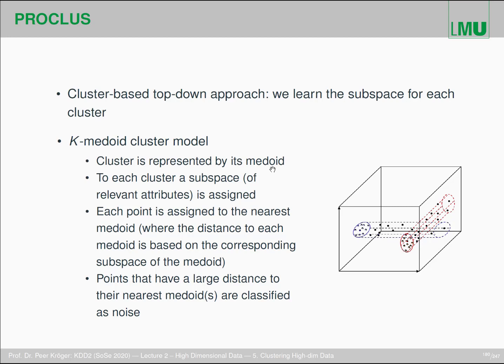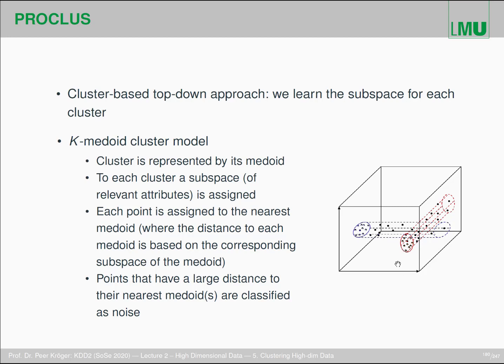So the clusters are represented by the medoids, and to each cluster there is assigned a subspace, which is the set of relevant attributes. So the projection in which the cluster actually lives, or is accommodated, where this cluster is most significant, so to say. And each point is again assigned to the nearest medoid, and in that case the distance to each medoid is based on the corresponding subspace of the medoid.